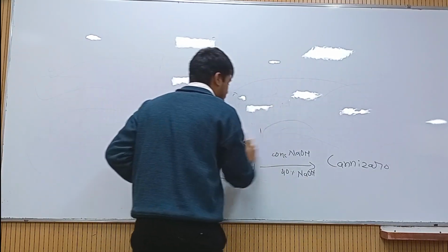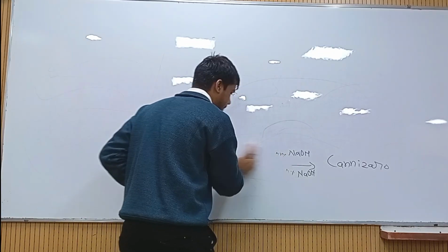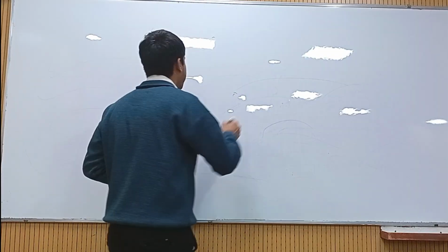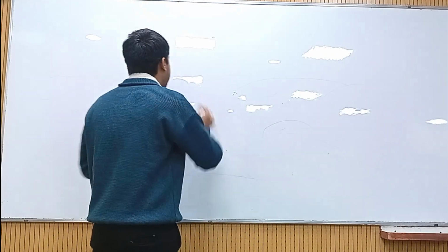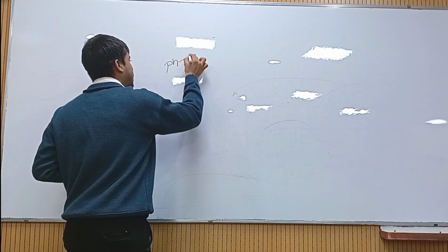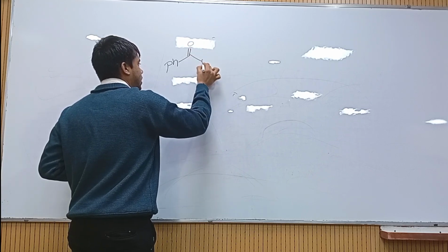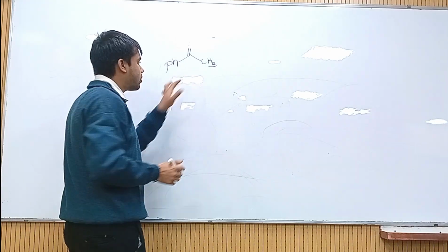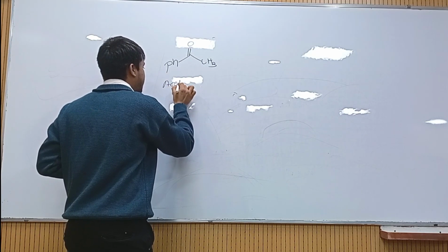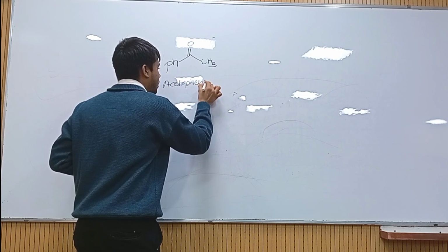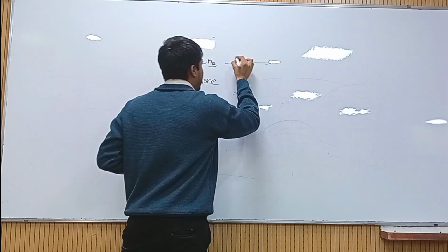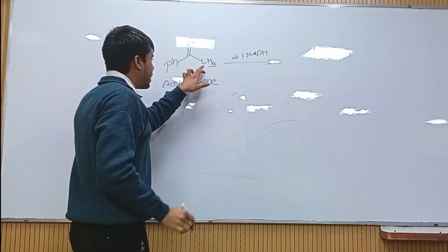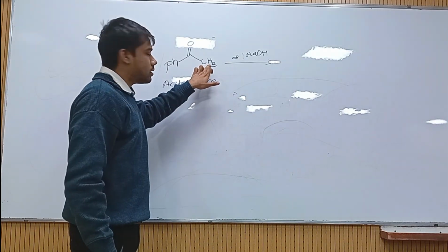Basically the aldol reaction is known as the aldol condensation reaction, because ultimately in the reaction a water molecule will be released. So let me take an example. I am taking Ph C double bond O CH3. So this is called acetophenone. When we treat it with dilute NaOH, what will happen? It has the alpha carbon, and the alpha carbon has alpha hydrogen.